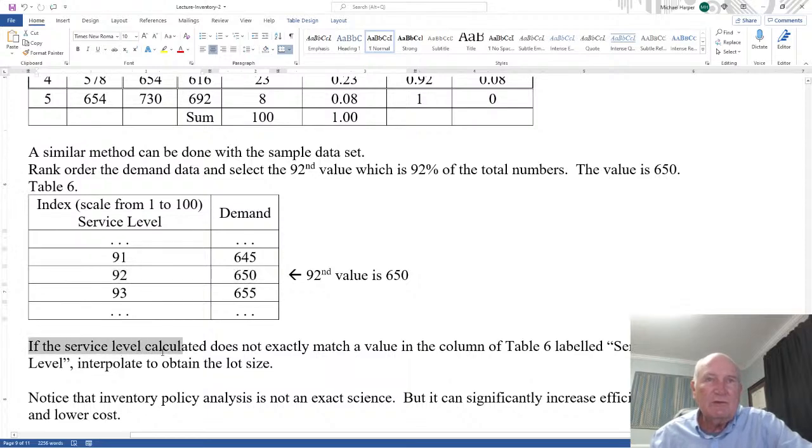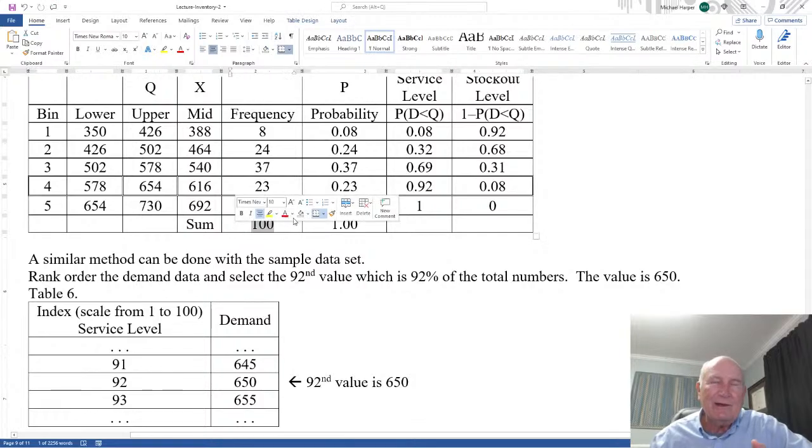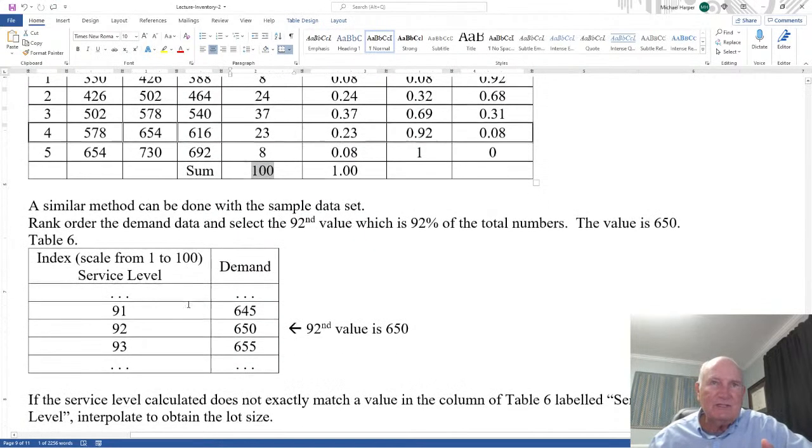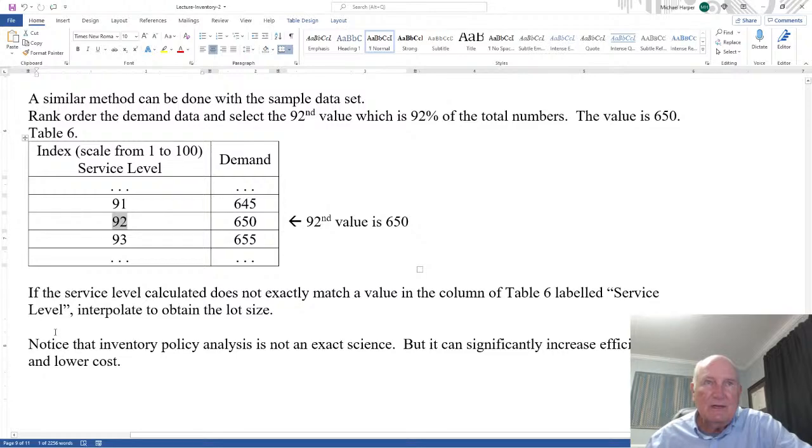Now if the service level calculated does not exactly match the value in the column of Table 6 labeled service level, suppose if you divide by, let's suppose the total number, instead of 100 up here, suppose you had 121 or something. Well, this may not be exactly 92%. But whatever number you have here, if you don't have it, then you can interpolate between the numbers. Like if you had a 91.8, 92.6, you interpolate to get 92 between these numbers.